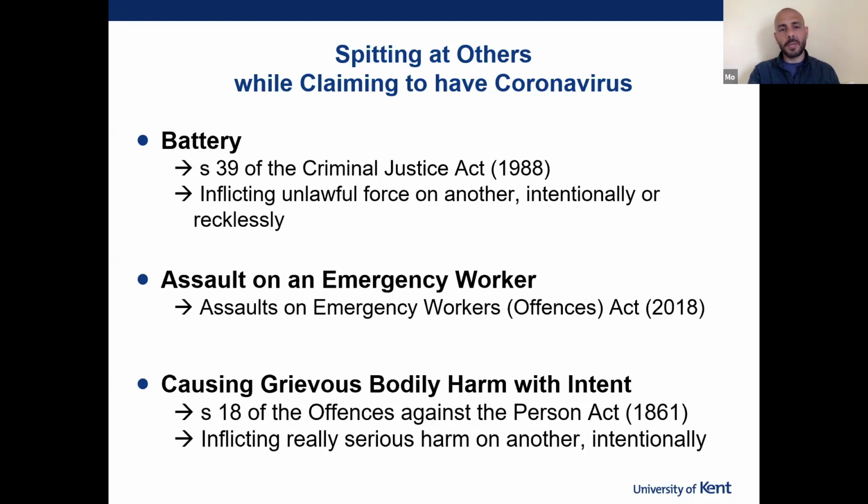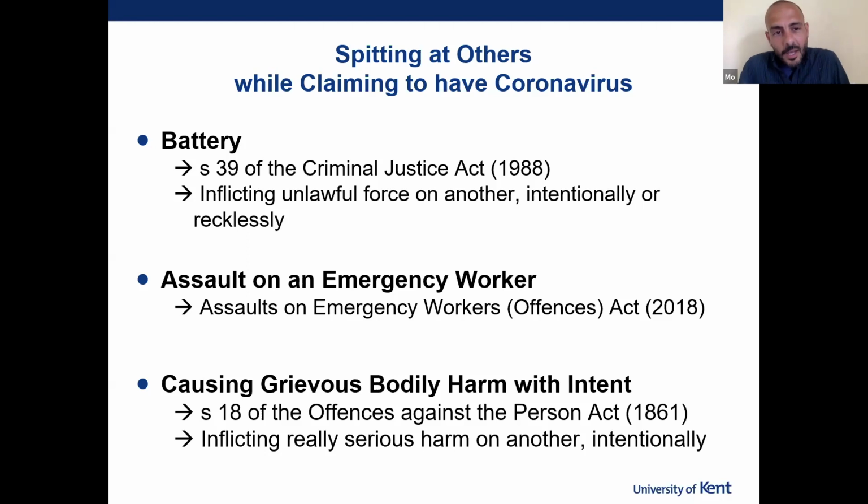So it's an Act of Parliament that was passed in 2018, and it carries a maximum sentence of 12 months in usual circumstances. So that's another potential charge that can be used.